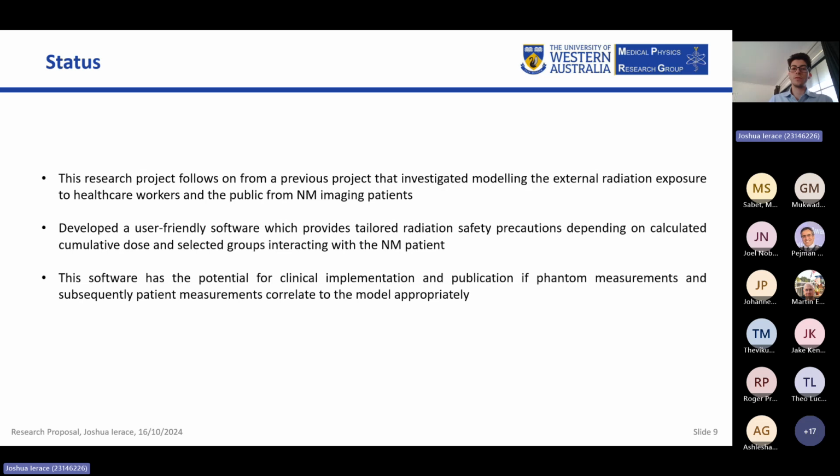This research project follows on from a previous project, from Christine's project, my co-supervisor, which investigated modelling the external radiation exposure to healthcare workers and the public from nuclear medicine imaging patients. She developed user-friendly software which provides tailored radiation safety precautions depending on calculated cumulative doses and selected groups interacting with that patient. This software has the potential for clinical implementation and publication if our successful phantom measurements and subsequently patient measurements correlate to the model appropriately.